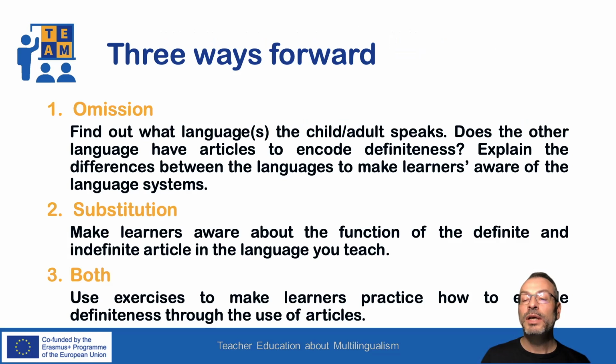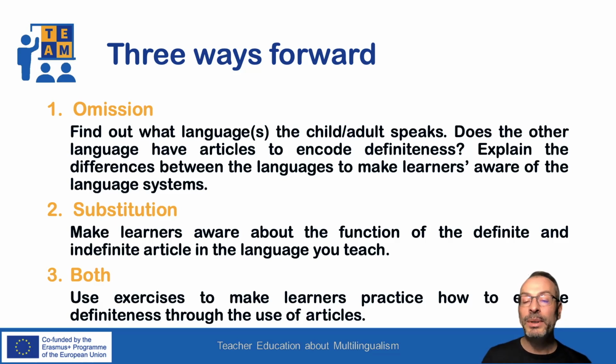From the classroom perspective, there are 3 ways forward. First, if learners omit articles in their speech, find out what other languages they speak. Does their other language or languages not encode definiteness through articles? If this is the case, explain with examples how the language they are acquiring encodes definiteness and compare it with the other languages they know. Second, if learners make errors of substitution, explain the function of definite and indefinite articles in the language you are teaching. Third, in both cases, after the explanation, use exercises to make students practice definiteness in the languages they are learning.